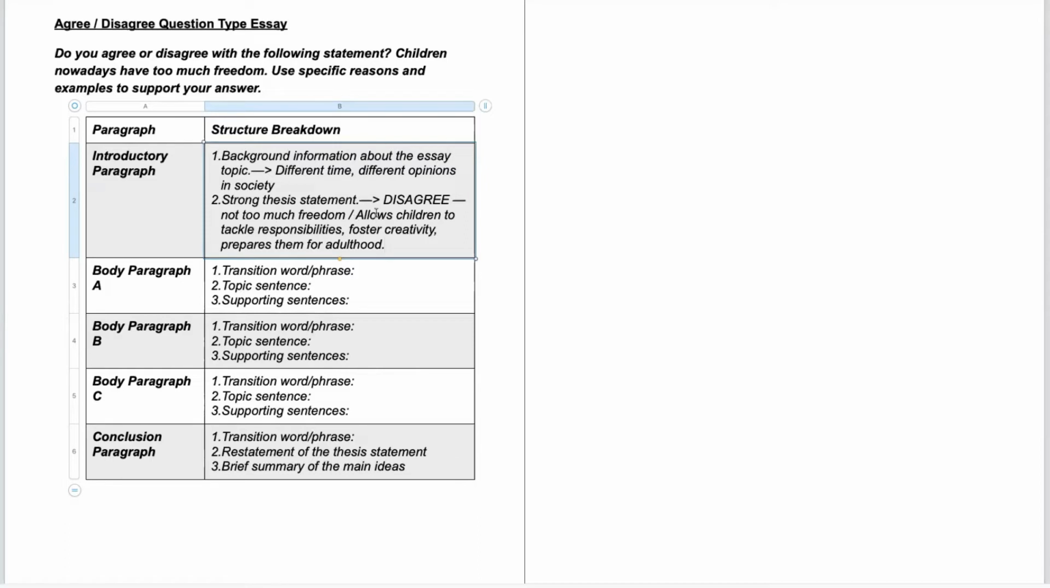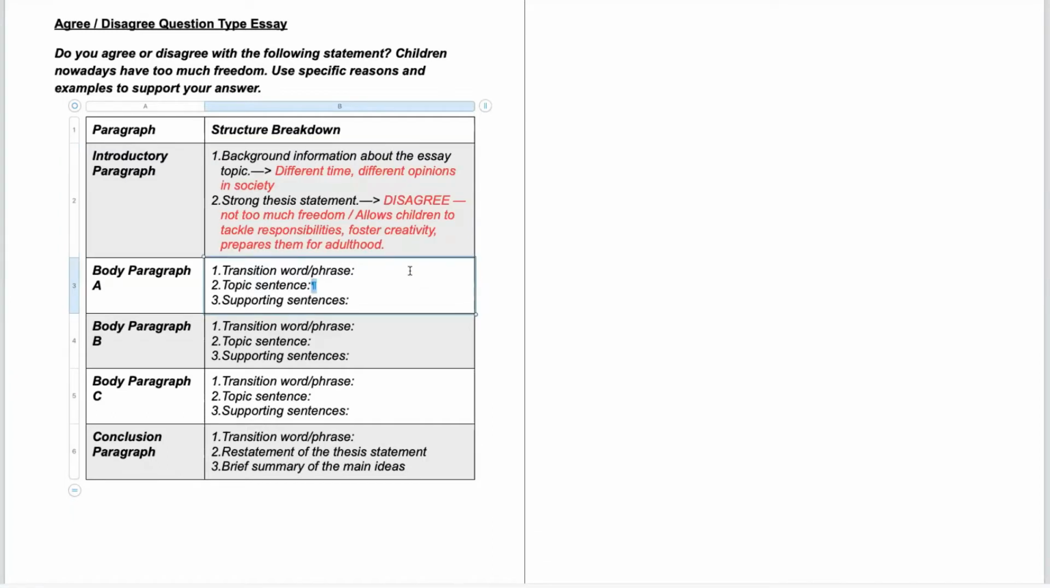Now notice how I've separated this into 3 distinct parts. I find that this is a great way to stick to the logic and to the flow of your outline, because I've basically set up a topic for each of my body paragraphs. So body paragraph A is going to talk about how this will help children tackle responsibilities. Body paragraph B will be all about creativity. And then body paragraph C will talk about preparation for adulthood. So this way I know that I will not get off track when I'm writing, and I can always reference this for ideas.